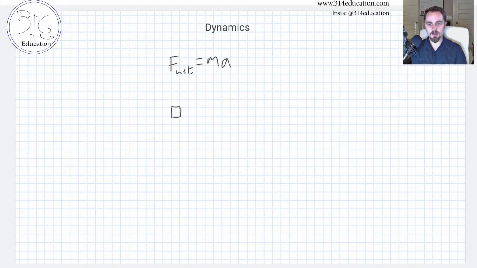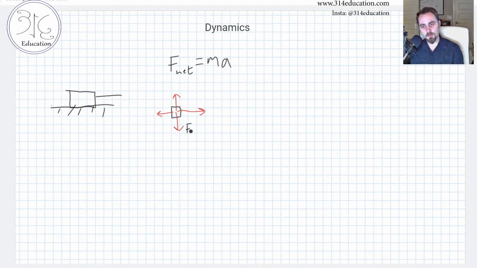So let's say I have some box that I'm pulling along on a surface with some friction to it. And so in the free body diagram, I would have a force of tension pulling this way. I would have a force of friction pulling backwards. I'd have a gravity force pulling me downwards. And then I'd have a normal force from the surface pushing me upwards. And so I would label these.